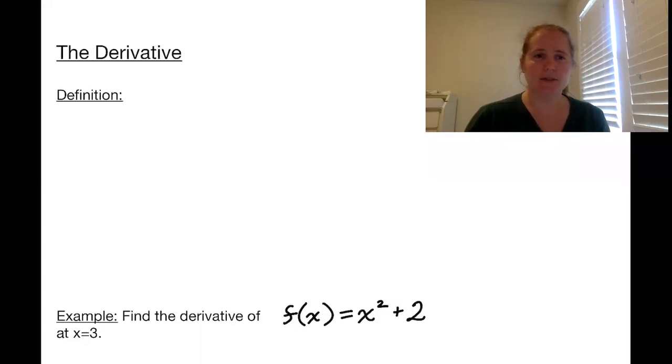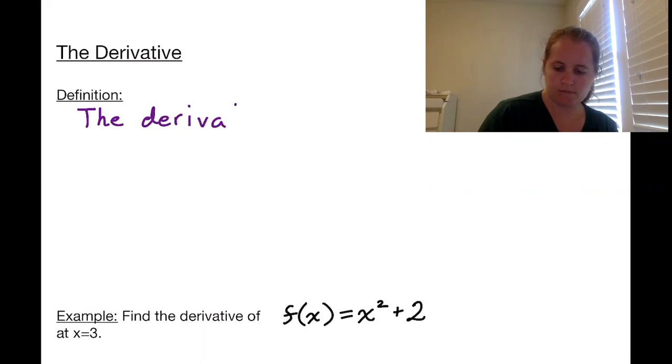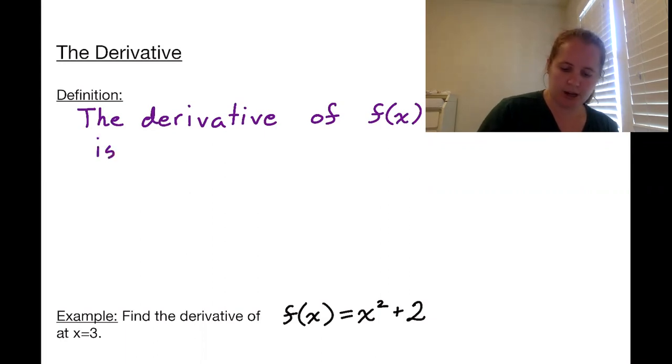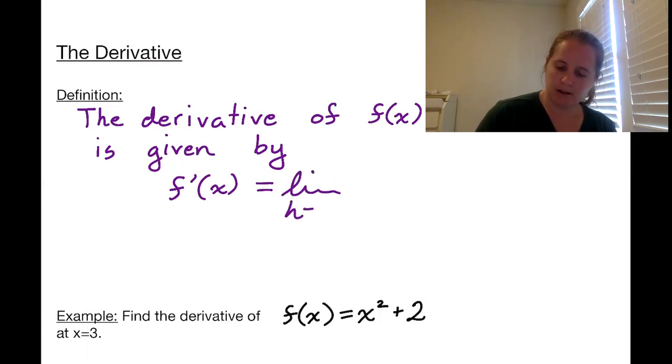Welcome to the derivative. So officially, the derivative of f of x at x equals c is given by, the notation we are going to use is we will do an f apostrophe for derivative of x. This is equal to the limit as h goes to 0.